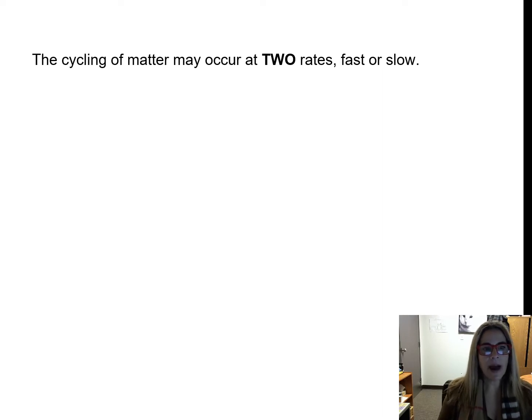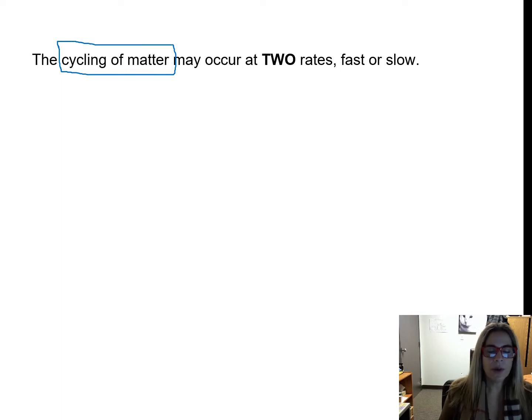So when we talk about cycling of matter, just keep in mind that we're talking about the movement of matter through those different parts of the ecosphere that we talked about. So remember, we talked about the atmosphere, the hydrosphere, and the lithosphere. So cycling of matter is the movement of materials through those different parts of the ecosphere.